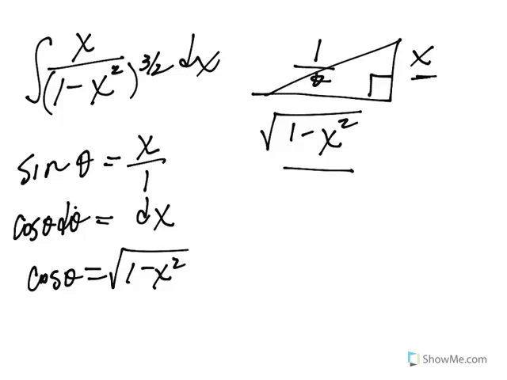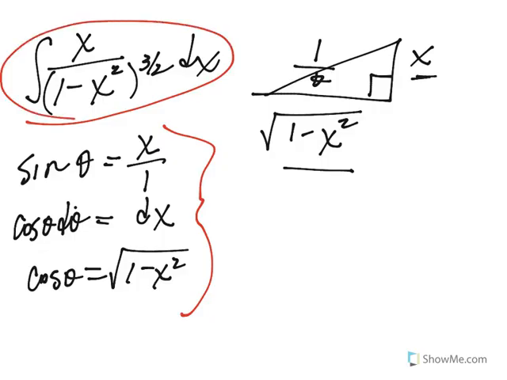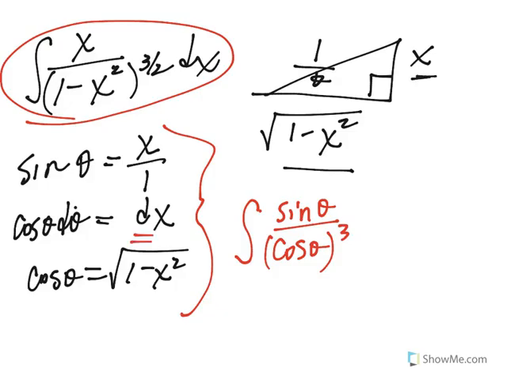And now I use these 3 equations to substitute it into my original. This is going to be the integral of sine of theta on the top. I've got the square root of 1 minus x squared, which is the cosine of theta on the bottom. That to the 3rd power. And I take out my dx and I replace it with the cosine of theta, d theta. All right, here we go.